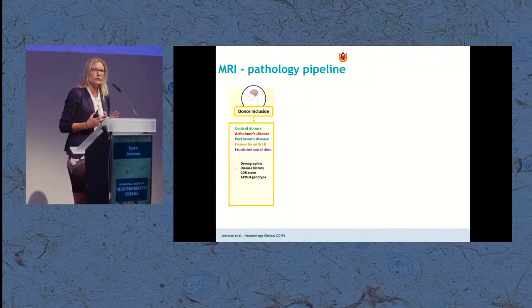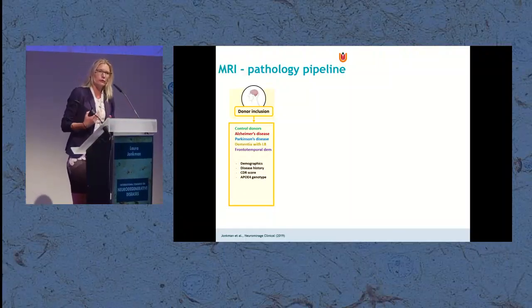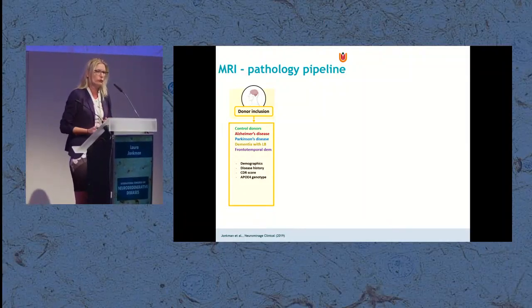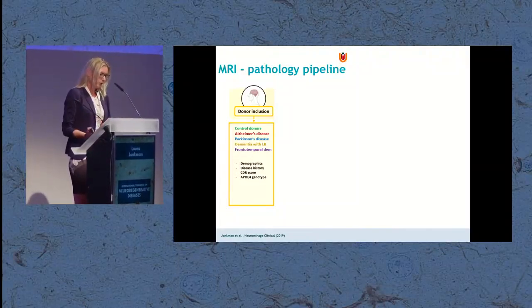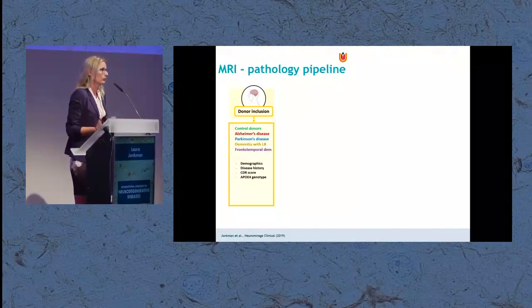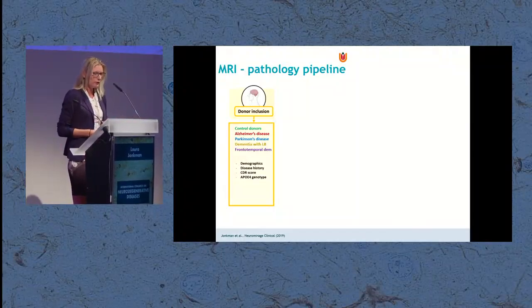Of all of these cases, we have the clinical information. For instance, with the Alzheimer's disease donors, we prioritize those that were seen at our hospital institute. So we have all the clinical information available on the demographics, disease duration, etc. Sometimes even antemortem information, whether it's PET, CSF, or other MRIs.